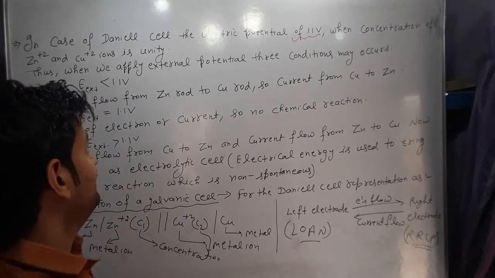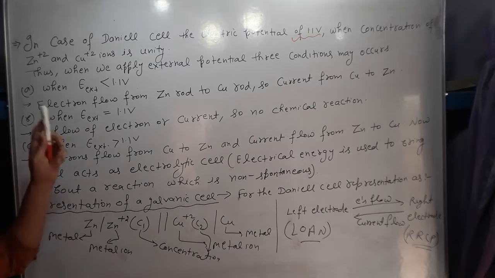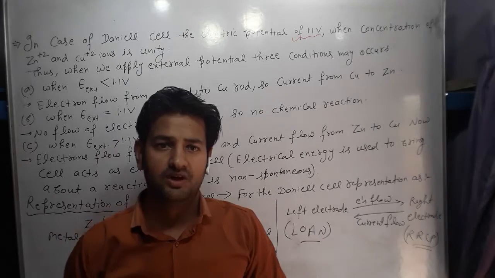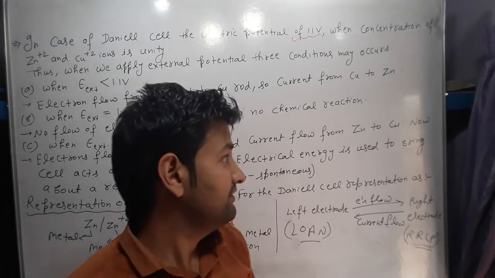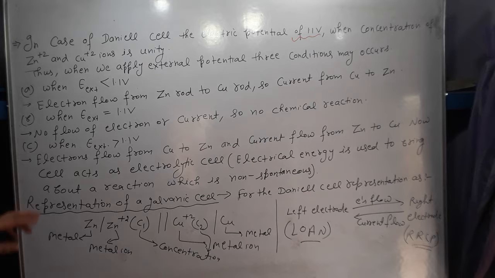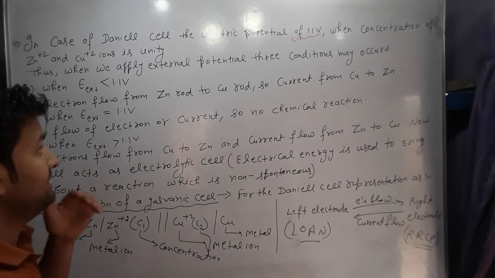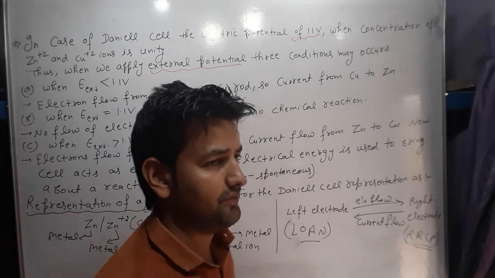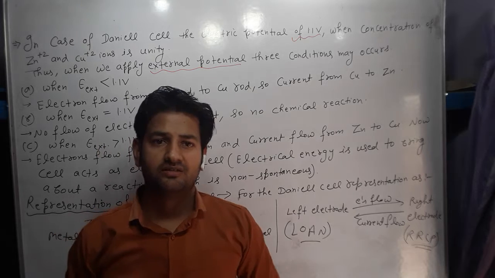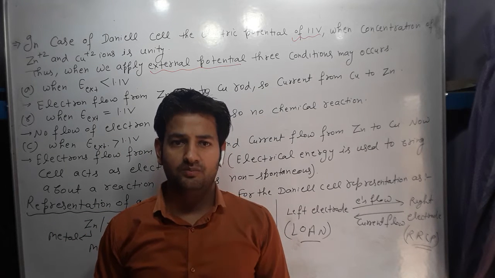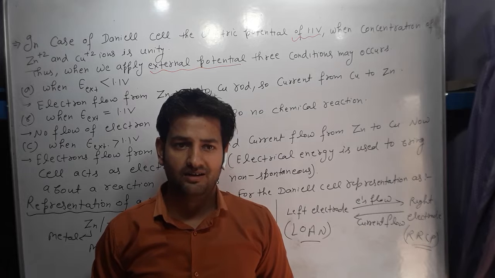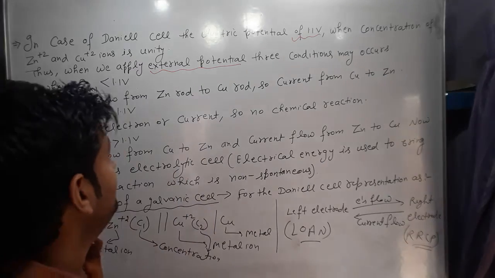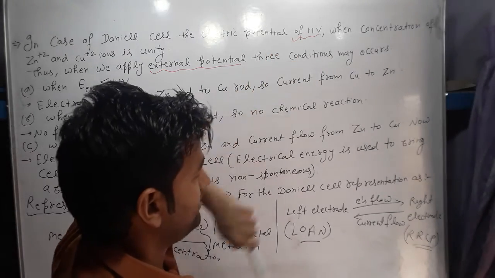The electric potential of the Daniell cell is 1.1 volt when the concentration of its ions, zinc plus 2 and copper plus 2, is unity. When we apply an external potential to any cell, three conditions may occur: the external potential may be equal to the potential of the cell, or it may be less or greater than the potential of the cell. For the Daniell cell, the electric potential is 1.1 volt.